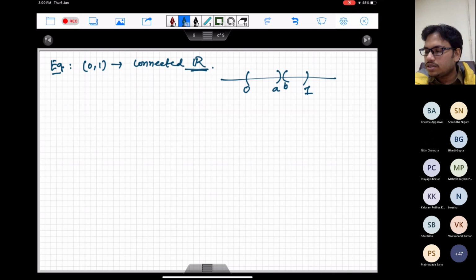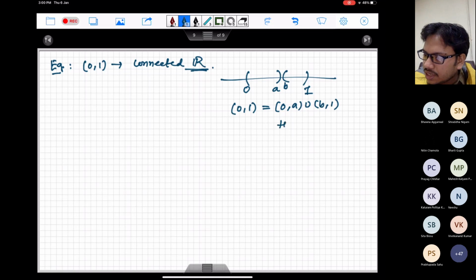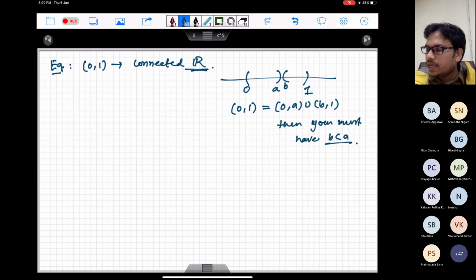Now if you want to write [0,1] as [0,a) union (b,1], then you must have b less than a, because if b is bigger than or equal to a, then you will miss some point. So this is not really a proof that [0,1] is connected, but I'm just trying to tell you how you can imagine the situation.